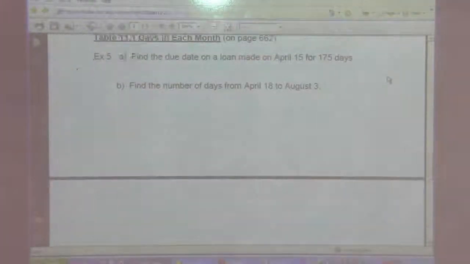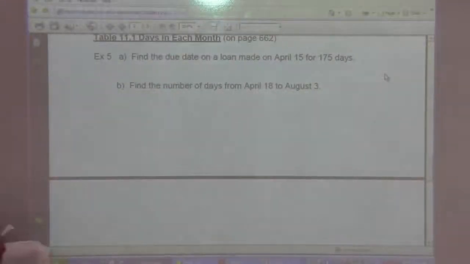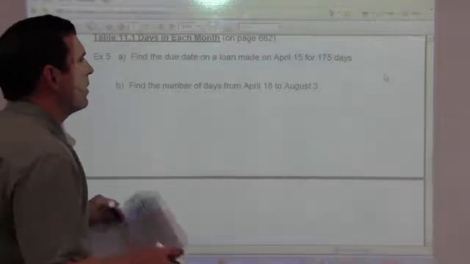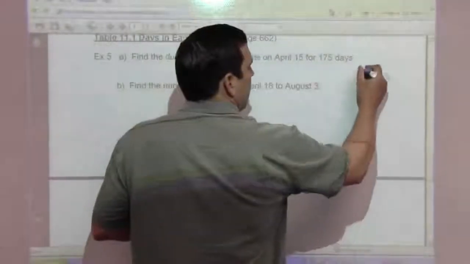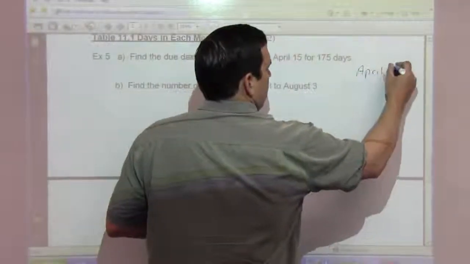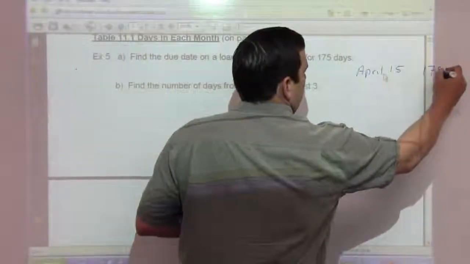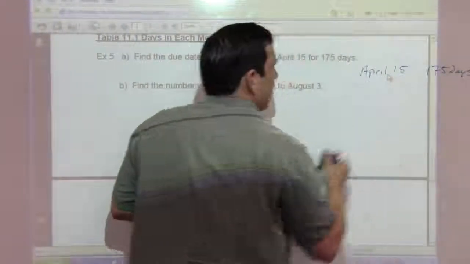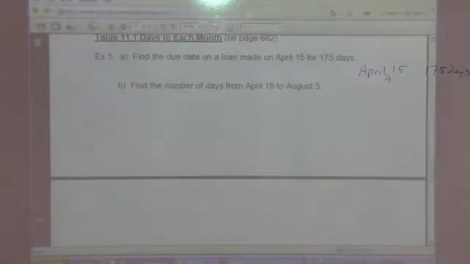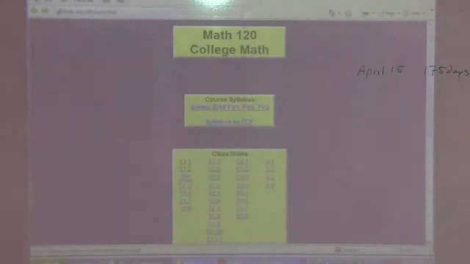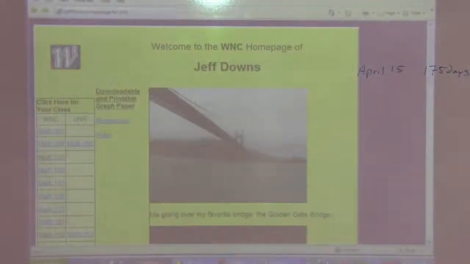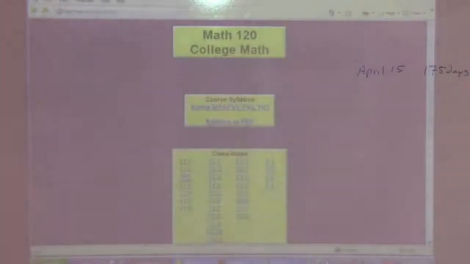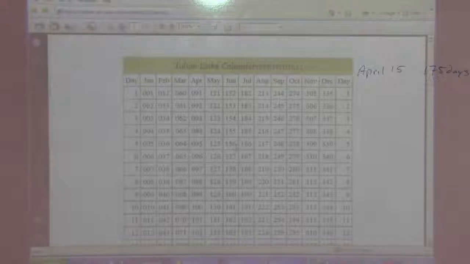And we'll do example 5. So find the due date on a loan made on April 15th for 175 days. So April 15th. If you're on my college website, it looks like this, Math 120, and here it says Julian calendar, real small, and there it is.